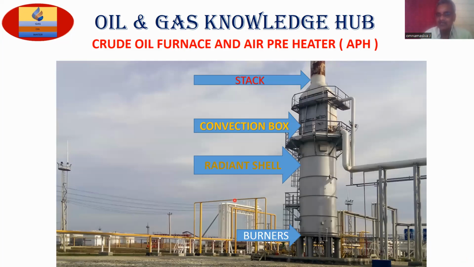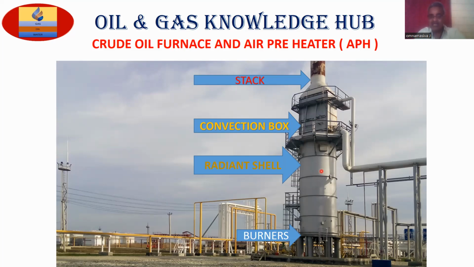The construction will be like this. See, all these things are insulated. This convection box and radiant section are not insulated. It is a bare body because internally there is refractory lining. It is a high heat resistant lining commonly made from castable or ceramic fiber. That's the reason they don't insulate from the outside. Internal temperature is 399 to 400 degrees Celsius, maybe more.